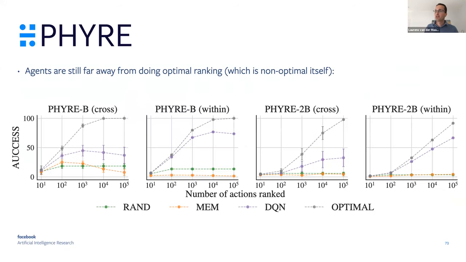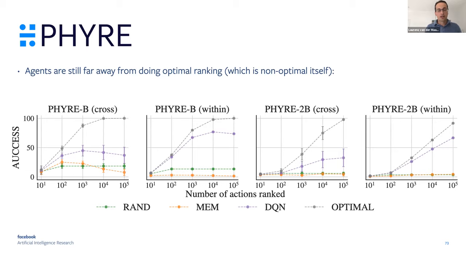And so we've been doing experiments with reinforcement learning models, things like deep Q networks, etc., on this PHYRE benchmark. And what we find is that the agents are still very far away from doing optimal ranking, right? So models that work well on things like Atari games, like the DQN model, don't actually work very well on PHYRE. In these plots, on the y-axis, you're looking at basically an area under the success rate curve, so higher is better. You can compare it to an AUC under an ROC curve. And the gray line is basically optimal ranking of actions. So this is what an optimal ranking agent would attain.